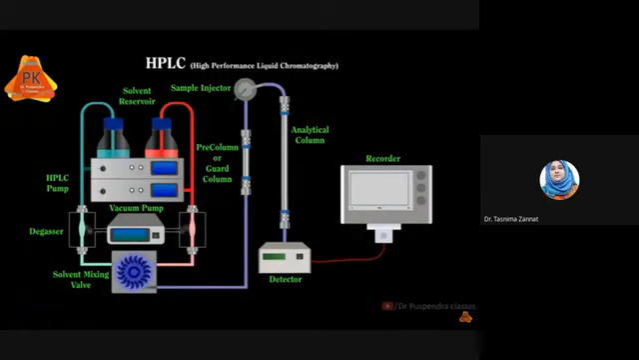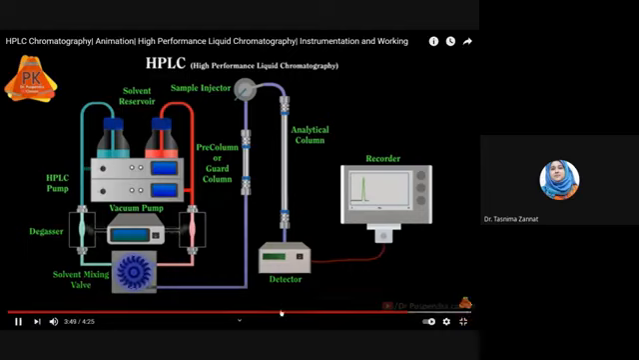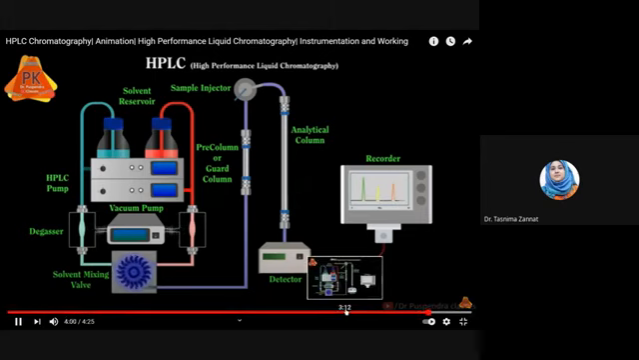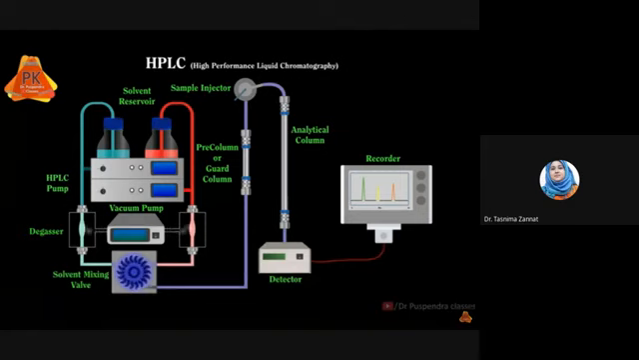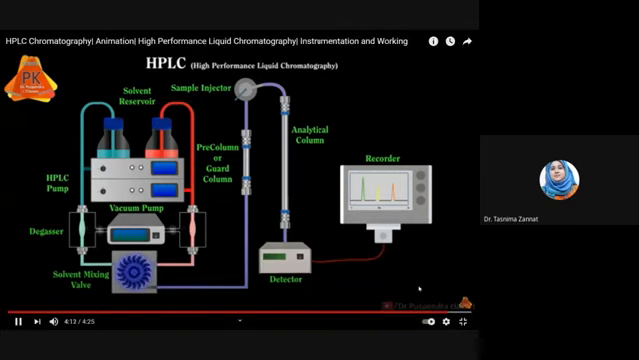Compounds having least affinity with stationary phase will reach to the detector first, which is indicated by green color. Then moderate affinity compound will reach to the detector, which is indicated by yellow color. And finally, highest affinity compound will reach to the detector at the end, which is indicated by the orange color. Ultimately, all signals will be appeared in the recorder. For more details, you can watch my video on HPLC instrumentation. Link is given in the description.